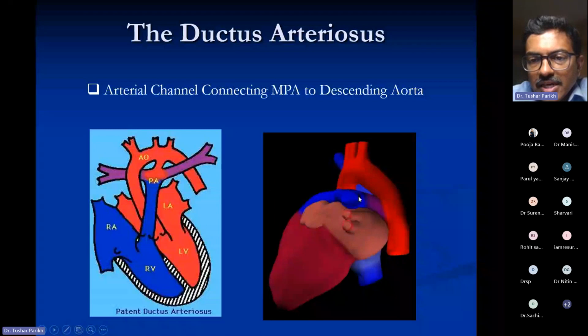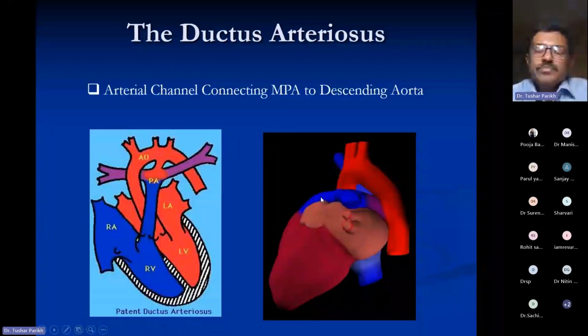So precisely when you are going to look at PDA on a lateral view on the 2D echo, what you're going to see is a continuation of the main pulmonary artery. The most cephalic or most rightward continuation of the main pulmonary artery is the ductus arteriosus.